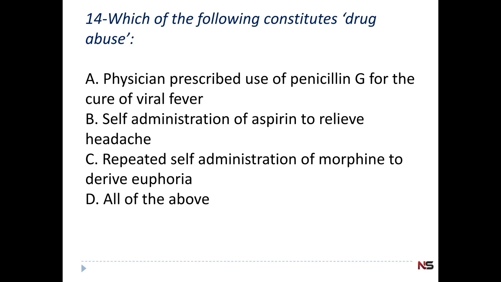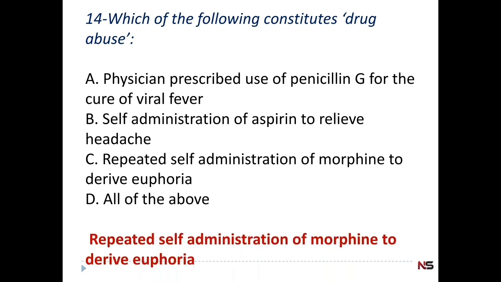Self-administration of aspirin to get relief from headache, or physician-prescribed use of penicillin G for the treatment of viral fever, or repeated self-administration of morphine to get the euphoria effect, or option D, all of the above. The correct answer is option C, repeated self-administration of morphine to derive euphoria comes under drug abuse. It's drug abuse.